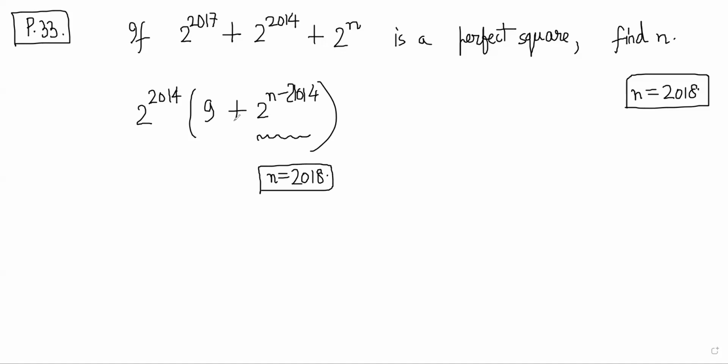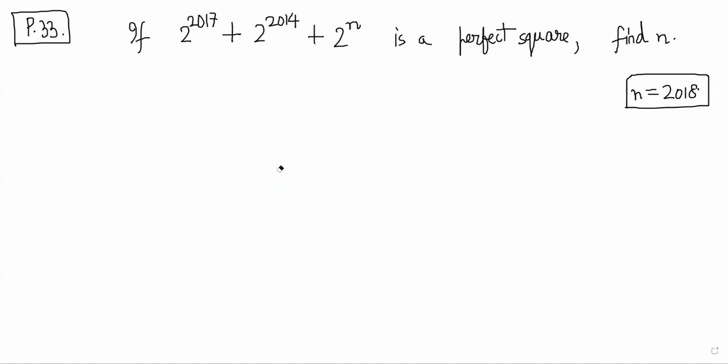Okay, nice. There are other ways to do it also. What you can do is this. You can say that this thing, let's call it y square.